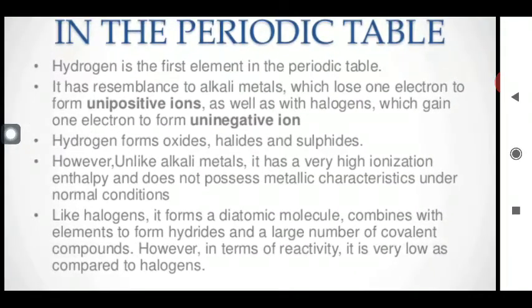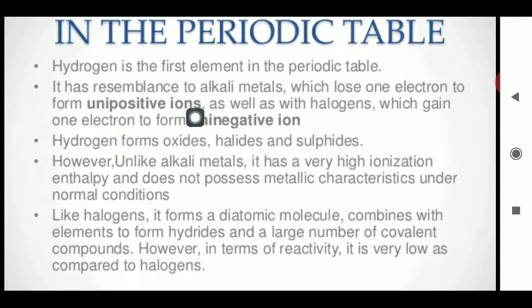Why should hydrogen be placed in the s block? Basically, on the basis of the electronic configuration, all those elements in which the last electron falls in the s orbital are known as s block elements. So hydrogen must be placed along with the alkali metals because the only electron of hydrogen is present in the s orbital. So hydrogen is the first element in the periodic table.